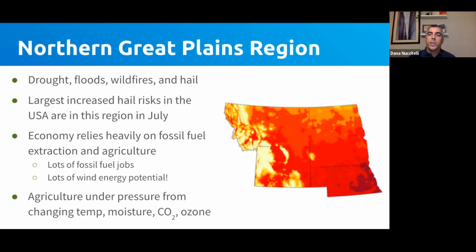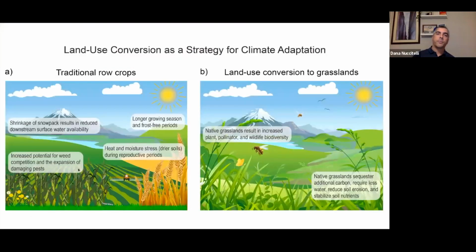And then the agriculture in this region is going to be under pressure from different changes as a result of climate change: changing temperatures, changing moisture, changing carbon dioxide in the atmosphere, and changing ozone levels. You can see some of those impacts on this nice graphic from the report. On the left here, we're looking at some of the things happening with row crops in this region. Again, you've got shrinking snowpack, reducing your surface water supply and availability. One benefit is that because this is a relatively cool region right now, as we get more warming, the growing season becomes longer and there are more frost-free periods.